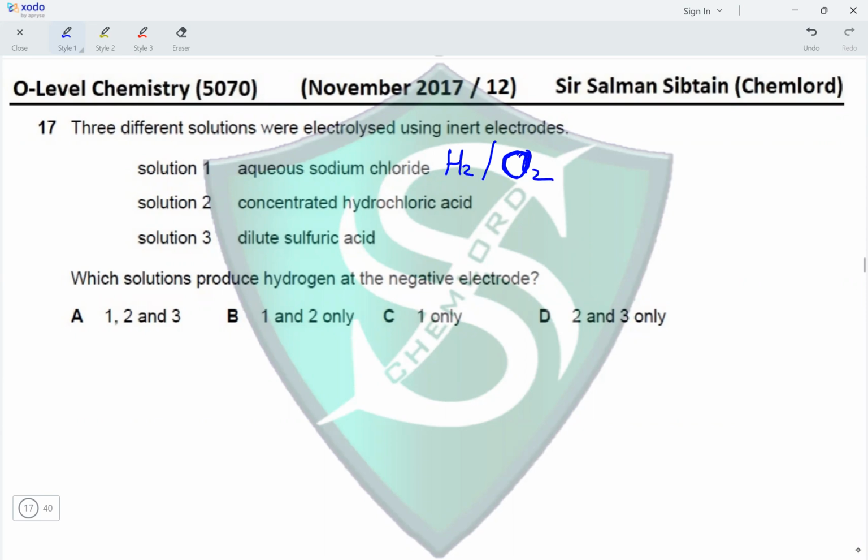Then we have concentrated hydrochloric acid. This would produce hydrogen gas and chlorine gas. And next we have dilute sulfuric acid producing hydrogen gas and oxygen gas. Which solution produces hydrogen at the negative electrode? All three of them have hydrogen being produced, making option A the correct option for this question.